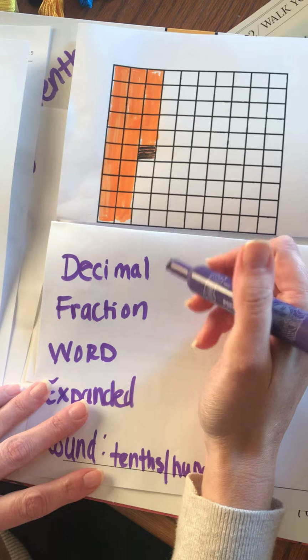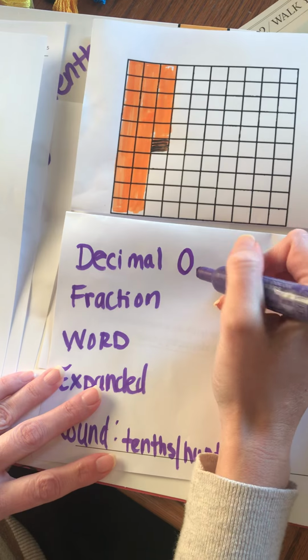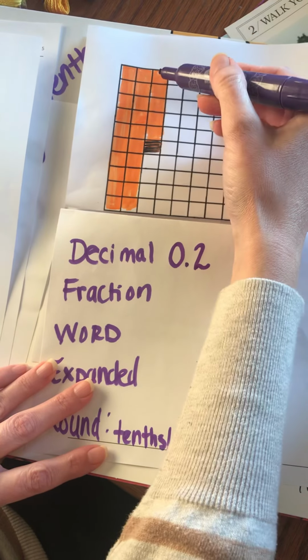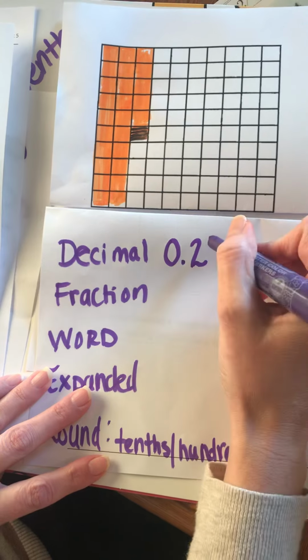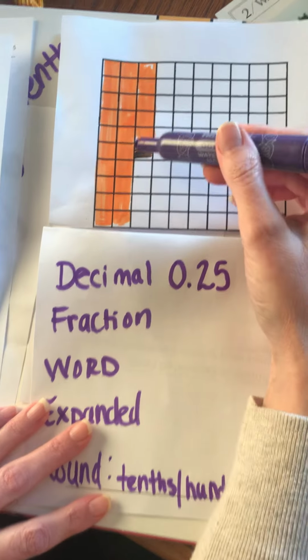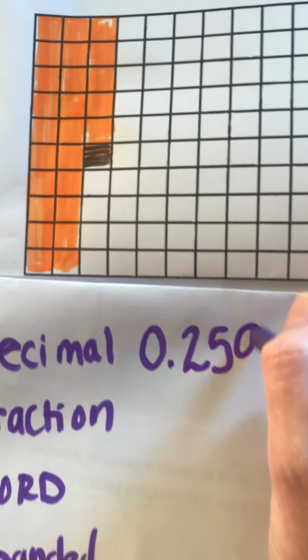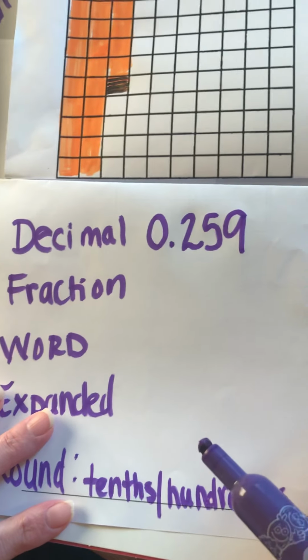Since I don't have any completely filled in squares or a whole square, I'm going to go ahead and put a 0 as my whole number, and then I'm going to put a 2 in the tenths place, and then I'm going to count how many individual hundredths I have. So I have 1, 2, 3, 4, 5 individual hundredths, and then I divided this hundredth here into 10 parts, and I have 9 of those shaded. So that one's kind of hard to see, but that's going to be 9 thousandths. So a 9 goes in the thousandths place. So I would read this as 259 thousandths.